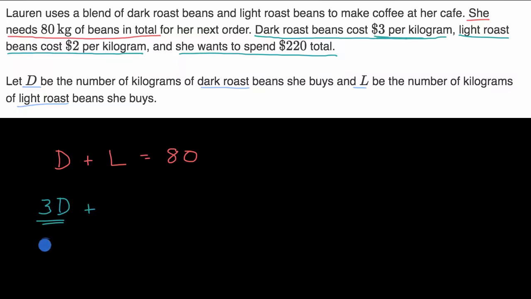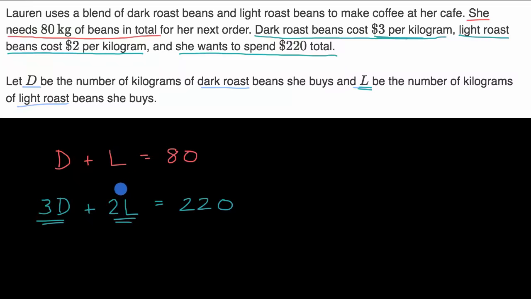And so how much is she going to spend on light roast beans? Well, she buys L kilograms of light roast beans. They told us that there. And they cost $2 per kilogram. So $2 per kilogram times the number of kilograms. This is how much she spends on light roast beans. So you add how much she spends on dark roast to how much she spends on light roast. And so this is going to be $220 in total. And there you have it. We have our two equations with two unknowns. And so now we could go and solve it, but you can do that outside of this video.